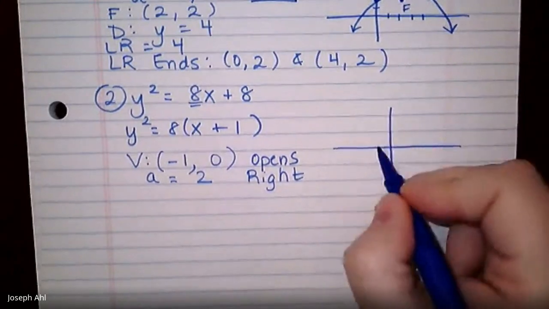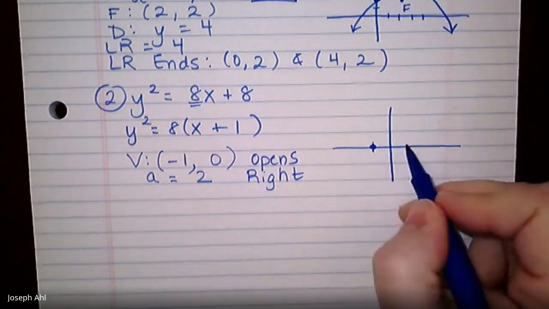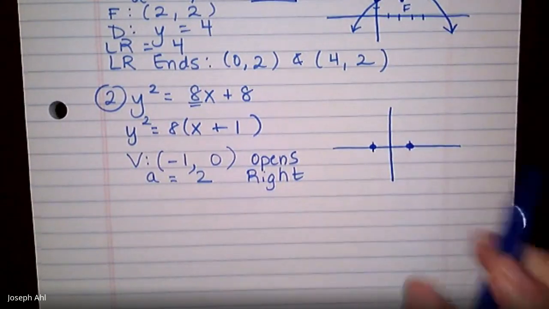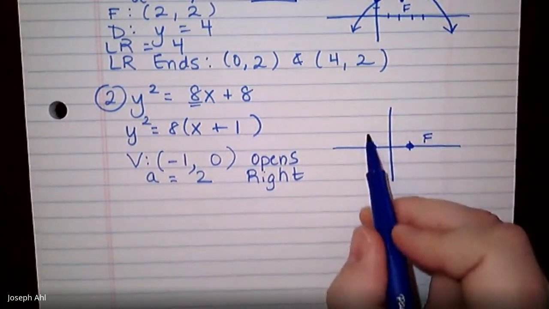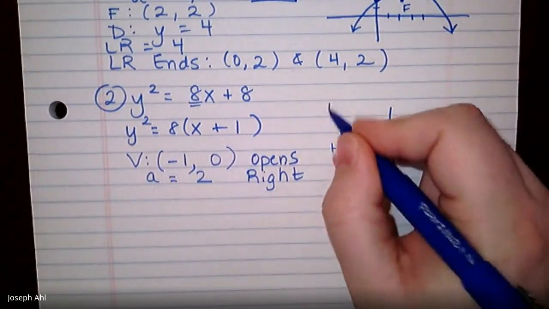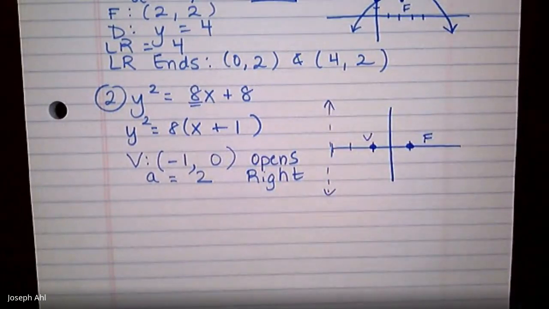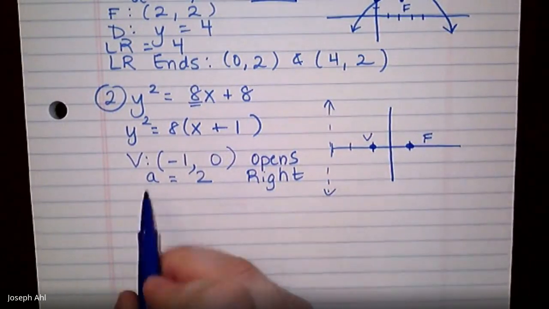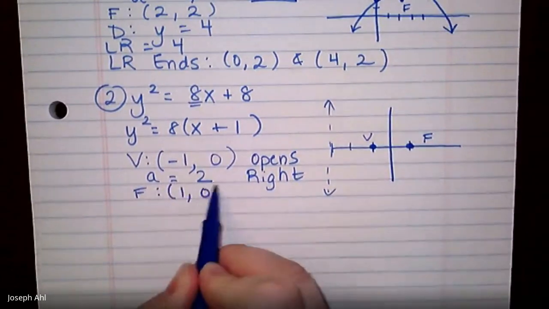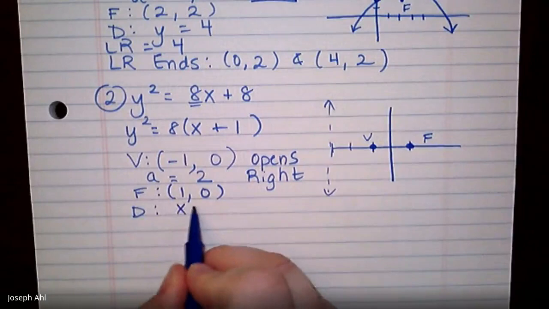Okay. So we're going to start with our vertex right here at (-1, 0). We're going to go 2 to the right. That's going to be the focus. And then if I go 2 to the left, all right. The focus is the coordinate (1, 0). The directrix is this vertical line, x equals -3.